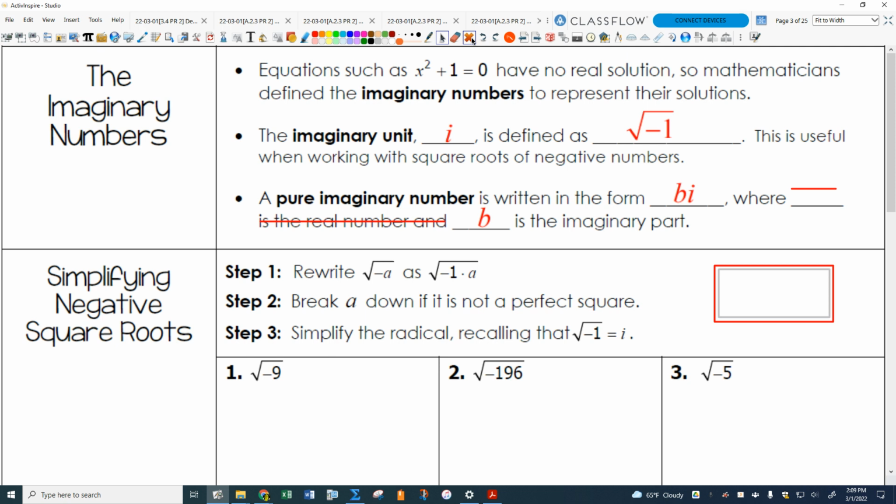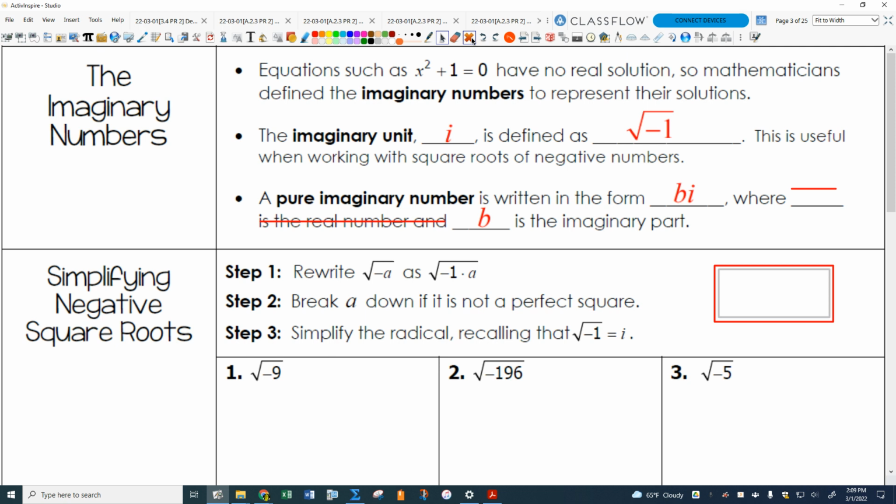B is a real number here. i is the imaginary unit. The only imaginary number that we ever really deal with is i, the square root of negative 1, which we can multiply by any coefficient we want to. And we create what are called imaginary numbers by multiplying real numbers times i.